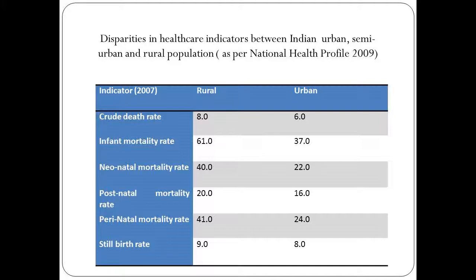As can be seen from the table, the infant mortality rate is very high in rural India. The neonatal mortality rate and the perinatal mortality rate are also very high. This shows that the healthcare sector in rural India needs to be taken care of.